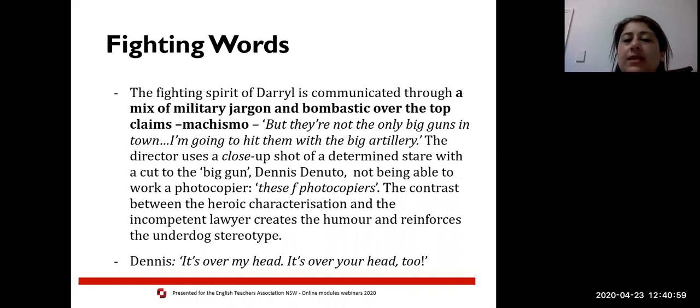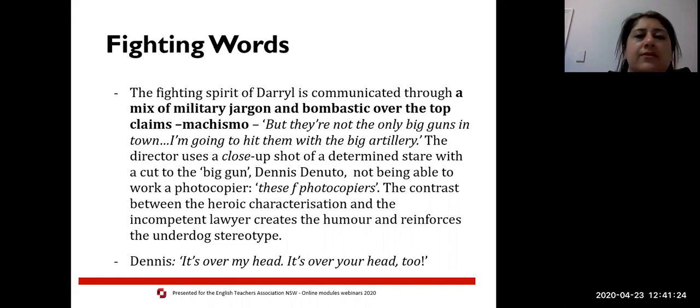So we see the contrast between the heroic characterisation of Dennis as given to him by Daryl, which again is a very Australian thing to do, to exaggerate the qualities and the heroism of their friends. And we see that contrasted with the incompetency of Dennis Denuto, and that contrast is what creates the humour here.